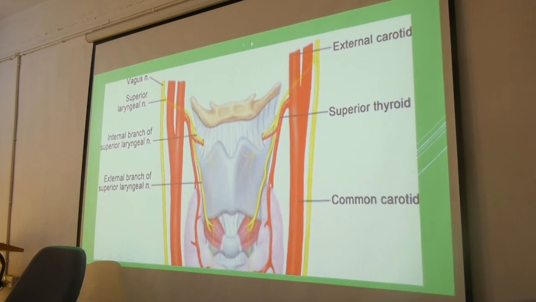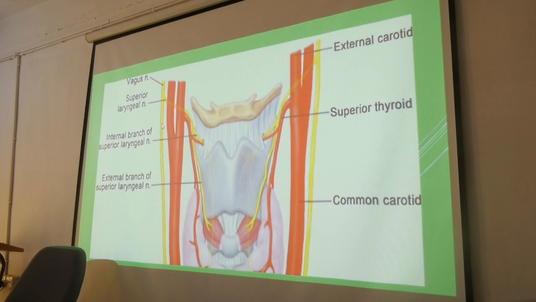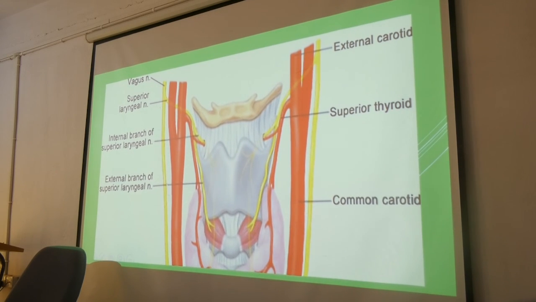So see here, this is the nerve, right? What is this? This is the recurrent laryngeal.